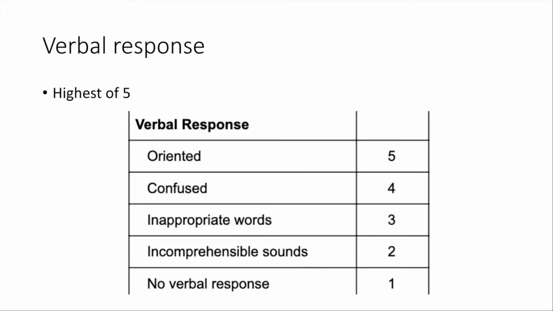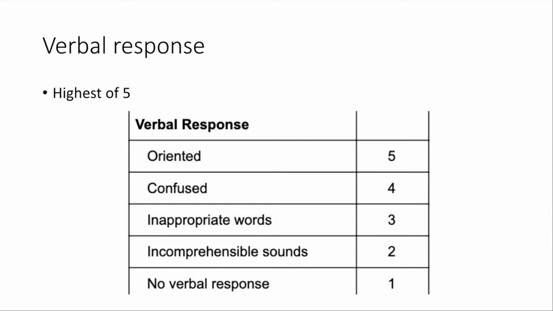Coming to verbal response, which is the V component. So the highest score possible for a verbal response is 5. How do you grade this? If the person is oriented, he is able to answer questions regarding time, place and person properly and correctly, then you give him a score of 5. If he is confused, he does not know what he is saying, then you give him a score of 4. A score of 3 means he is able to speak only inappropriate words, but he is speaking coherent words, like he is saying things like go, come, hospital, home. If he is making only incomprehensible sounds, he is not even speaking proper words, you give him a score of 2. And if he has no verbal response whatsoever, you give him a score of 1.